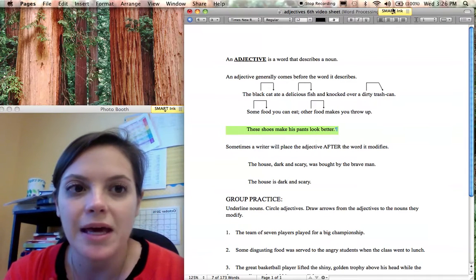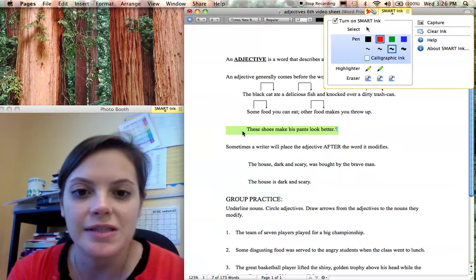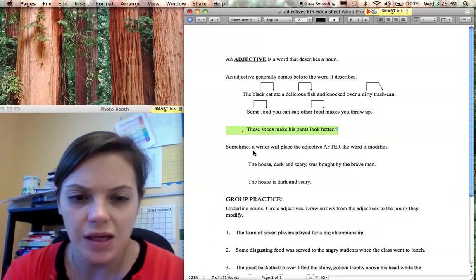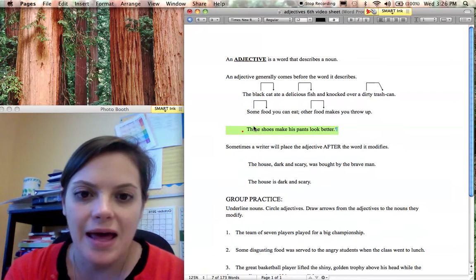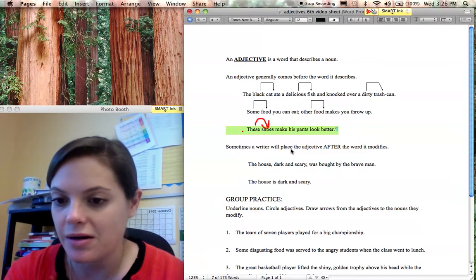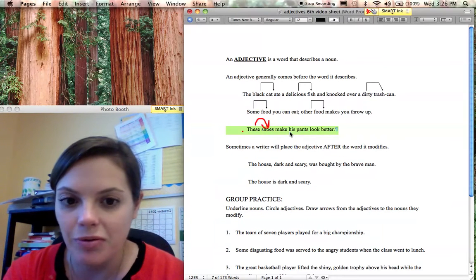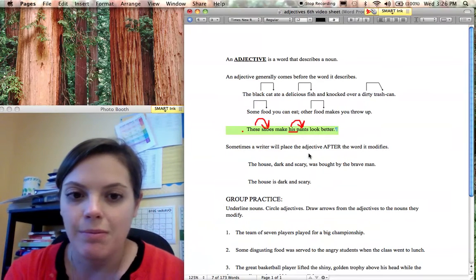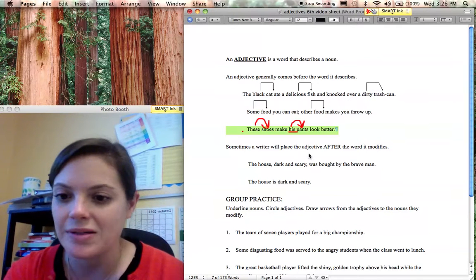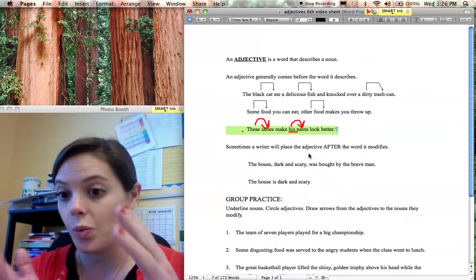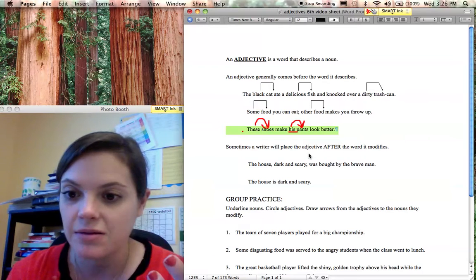Let's look at one more sentence. These shoes make his pants look better. Now, this one I haven't done for us yet, so we're going to need to look at it and figure out where my adjective is. So, looking at it, I have this one, these, and it seems to be describing my noun, shoes. It's telling us which shoes they are. Now, I also have a pronoun here, his, but it's also helping to describe my noun, pants. So sometimes you'll have pronouns like his, her, theirs, that are also acting as an adjective because they're helping to tell us which pants or which whatever it is.